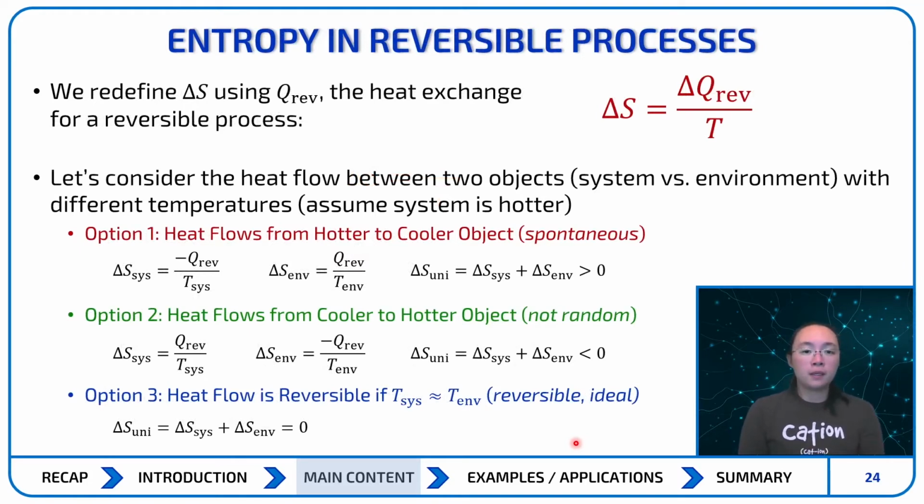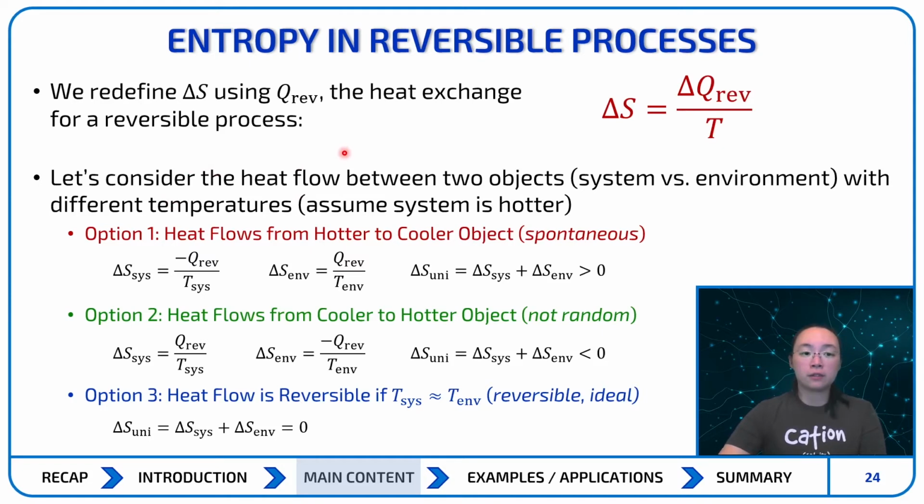So we redefine delta S using Q rev to represent how we're going to apply entropy in reversible processes. So the heat exchange for a reversible process is delta Q rev. So delta S is equal to delta Q rev divided by T. So that's just very simple rewriting of the definition of delta S.